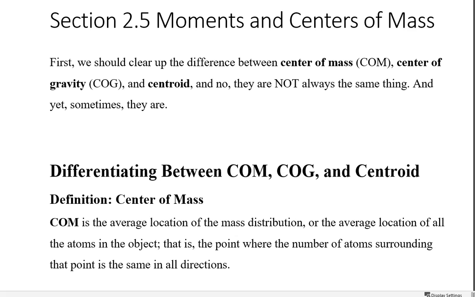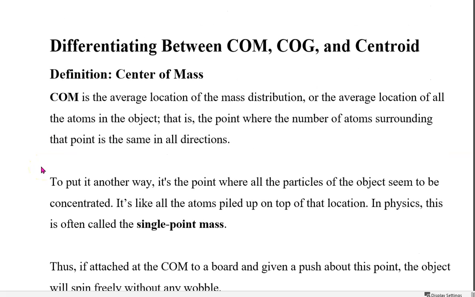In this video, we're going to be discussing moments, centers of mass, and centers of gravity. Sometimes they're the same thing, and sometimes they're not. So first we need to figure out when they're the same and when they're not the same. Let's talk about center of mass first.